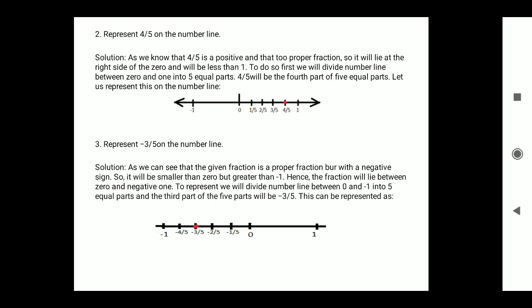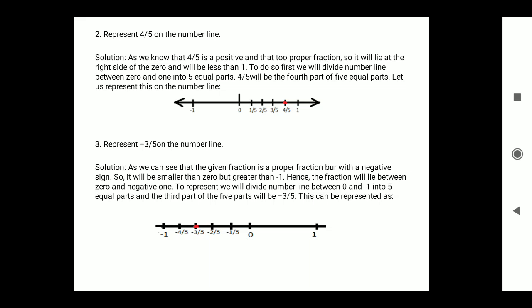It can be represented as, on the right hand side there is positive 1, in the middle there is 0. If we talk about the left hand side, -1. But always remember, it will be smaller than 0 but greater than -1. Smaller than 0 but greater than -1.